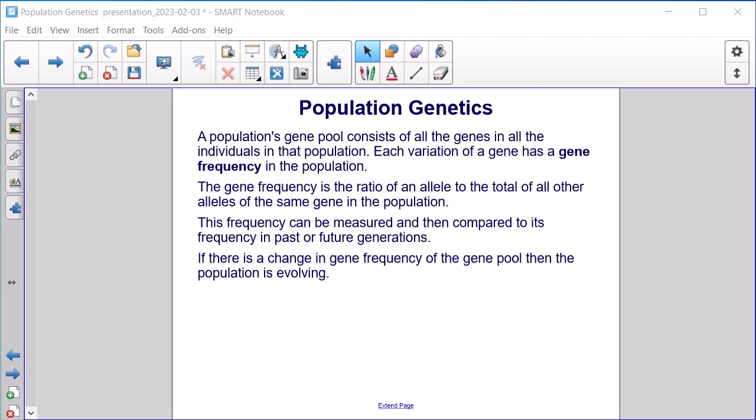A population's gene pool consists of all the genes in all the individuals in that population. Each variation of a gene has a gene frequency in the population. The gene frequency is the ratio of an allele to the total of all other alleles of the same gene in the population. This frequency can be measured and then compared to its frequency in past or future generations. If there is a change in gene frequency of the gene pool, then the population is evolving.